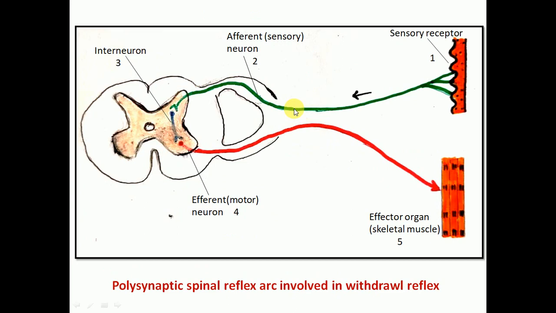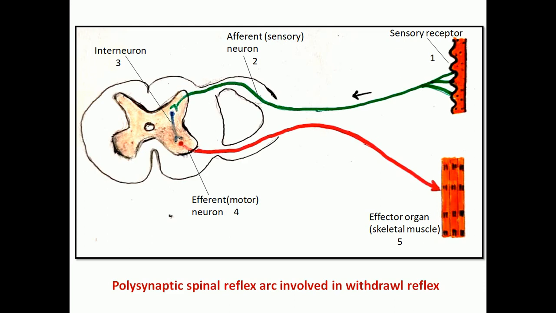Now, spinal reflexes. Now what is a reflex? A reflex is an automatic response to a stimulus that can occur without any conscious thought. So this reflex forms the reflex arc. There are two types of reflex arc, monosynaptic and polysynaptic spinal reflex arc.